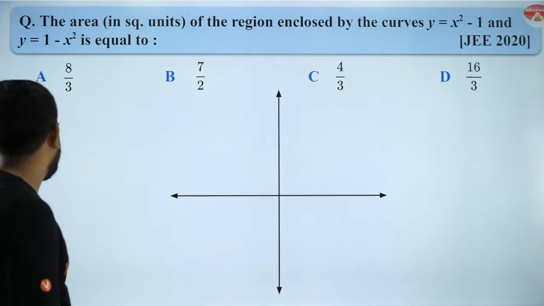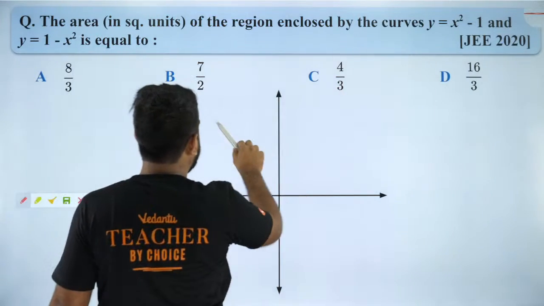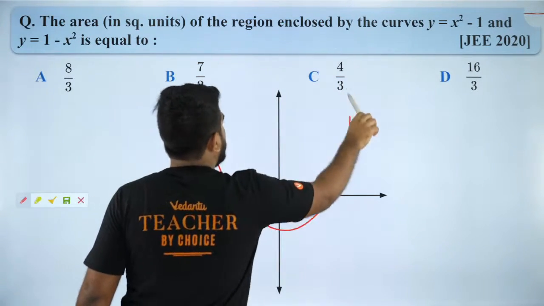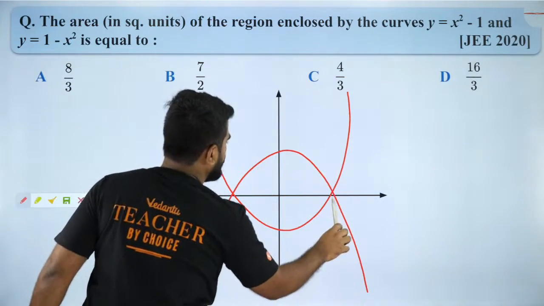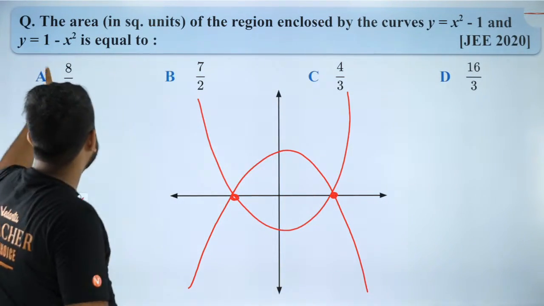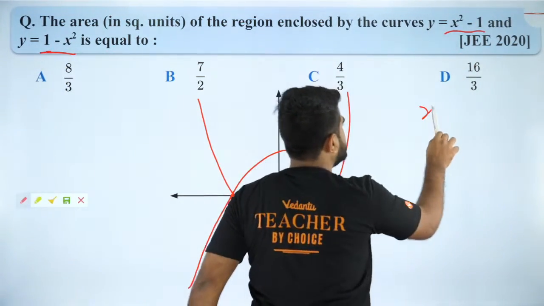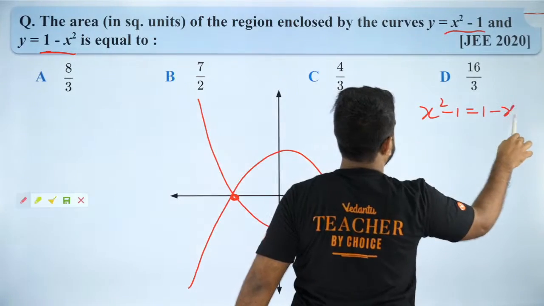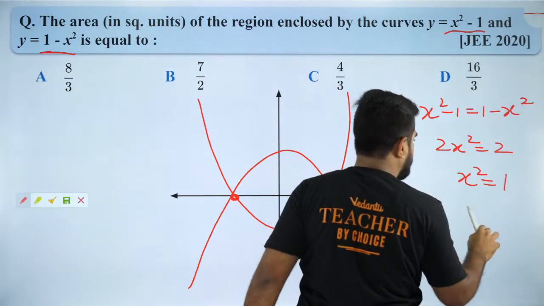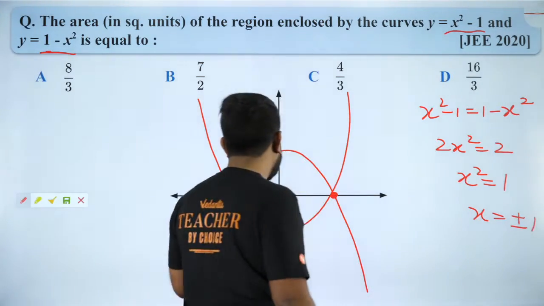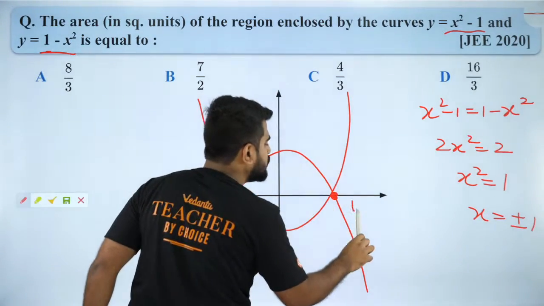So let's try to solve it. What do we have here? We have an upward opening parabola, which is y equal to x square minus 1, and a downward opening parabola, which is y equal to 1 minus x square. Both of them will meet at which point? Let's equate the right hand side. So x square minus 1 is equal to 1 minus x square. So I'll get 2x square equal to 2, x square equal to 1, x equal to plus or minus 1. So they are meeting at minus 1 comma 0 and plus 1 comma 0.